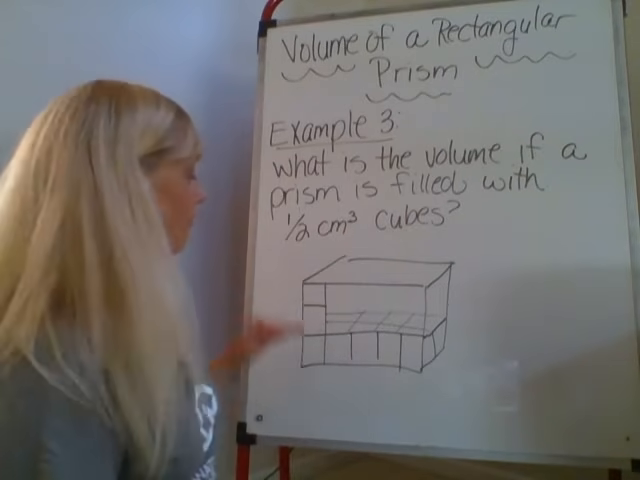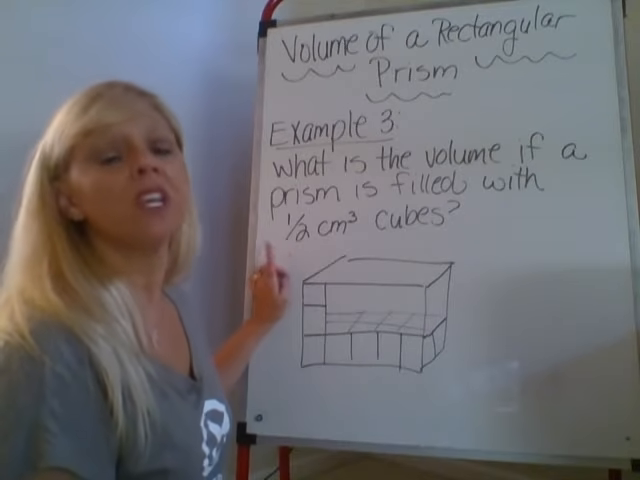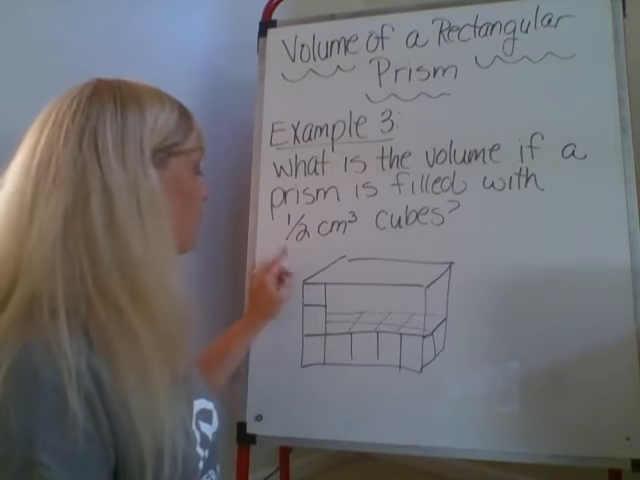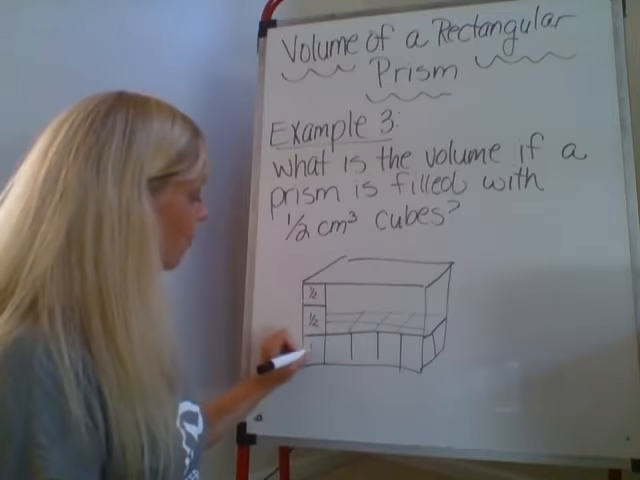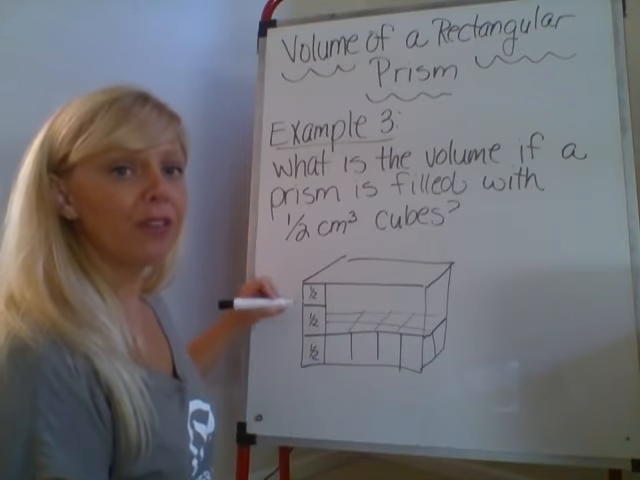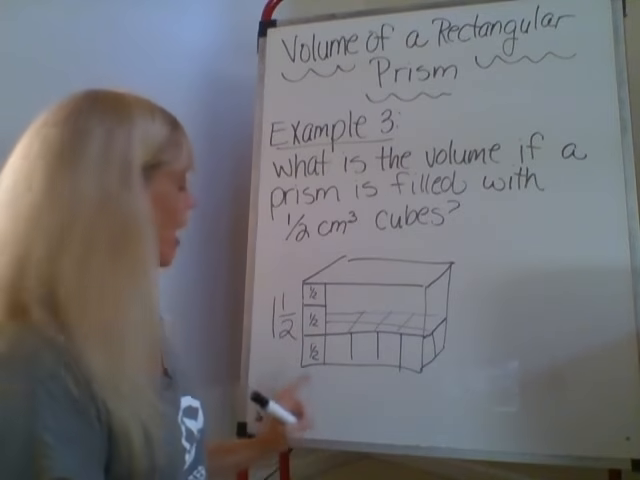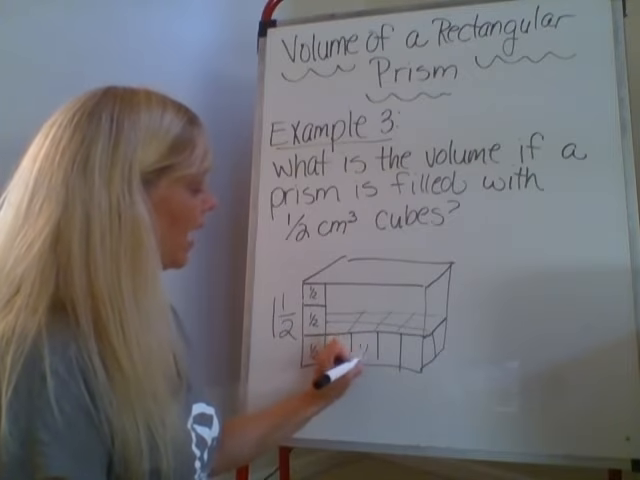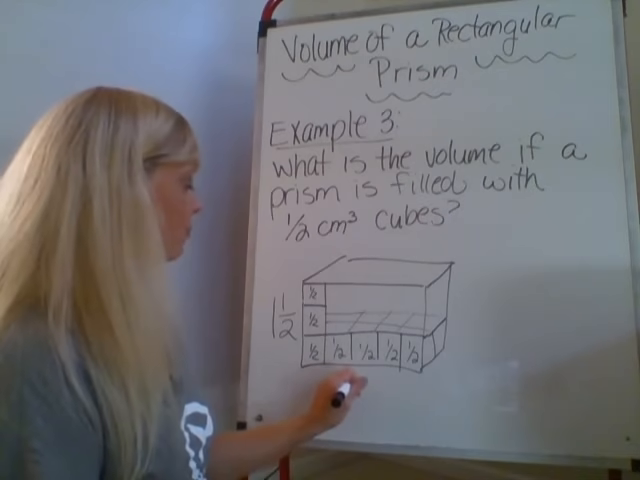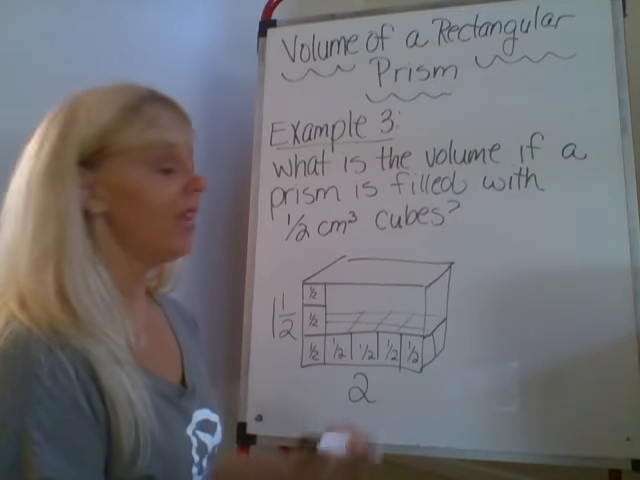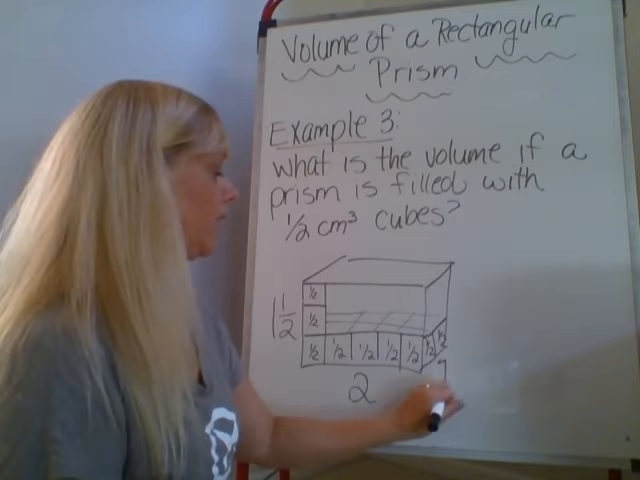So what we're going to need to do is figure out what the length, the width, and the height are using this. So if I know these are going to be 1/2 centimeter cubes, I know this is 1/2, 1/2, 1/2. So that means I have 3 1/2s. So this means my height is 1 and 1/2. So again, if I have 1/2, 1/2, 1/2, 1/2, I have 4 halves, and 4 halves are 2. Okay, and then if this is 1/2 and this is 1/2, this would be 1.